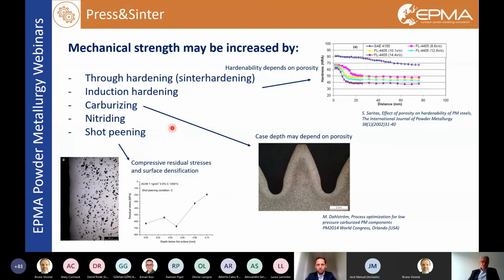Moreover, we may use shot peening. Shot peening is very interesting to increase, in particular, fatigue strength. In this case, we have to consider that shot peening may also give some surface densification that will contribute to increase the mechanical fatigue strength, adding its effect to that well-known resulting from the residual stress. We may reach the same level of compressive residual stress on the surface that we obtain on forged steel.